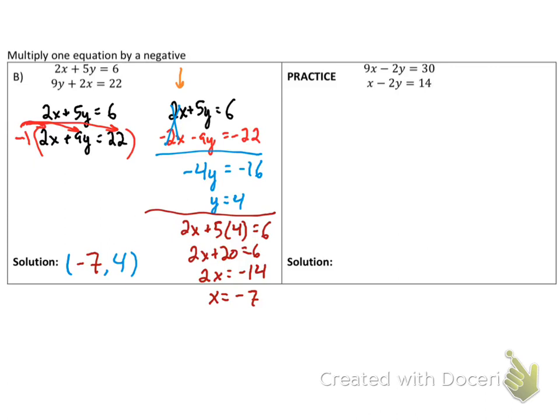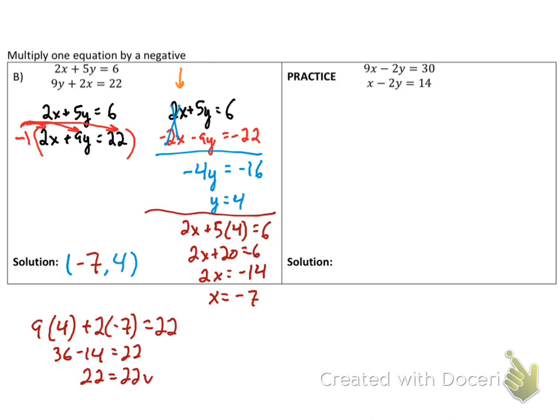All right, just to make sure, I'm going to plug it back into my second equation. So 9 times y plus 2 times negative 7 equals 22. 36 minus 14 equals 22. That does check out, so I know that my answer is correct.